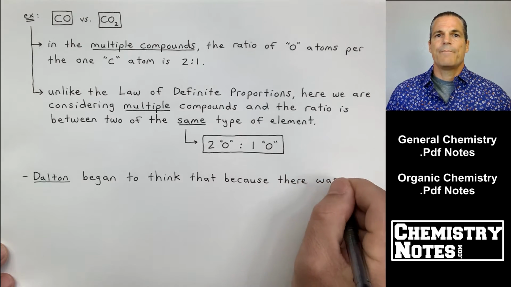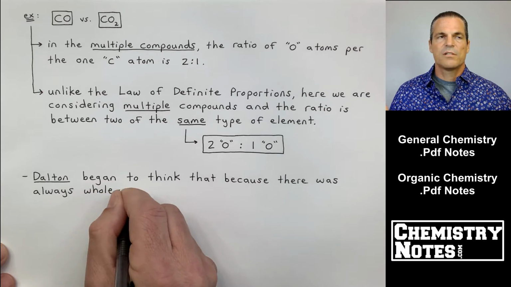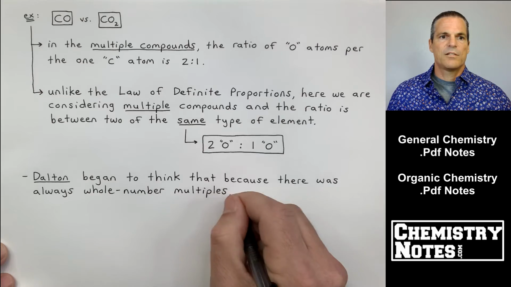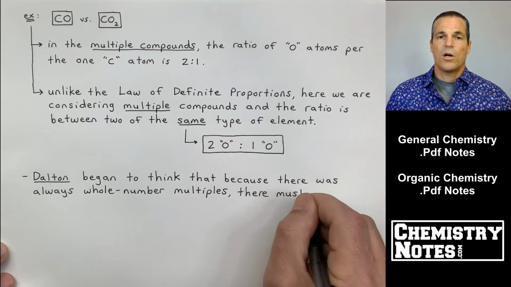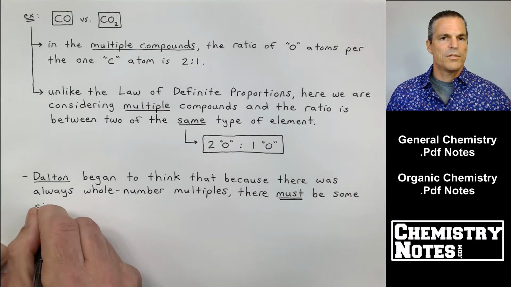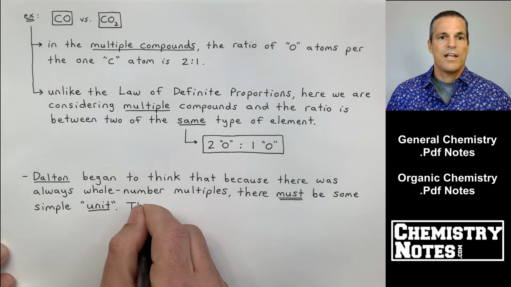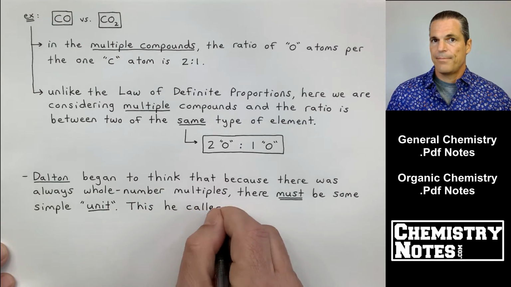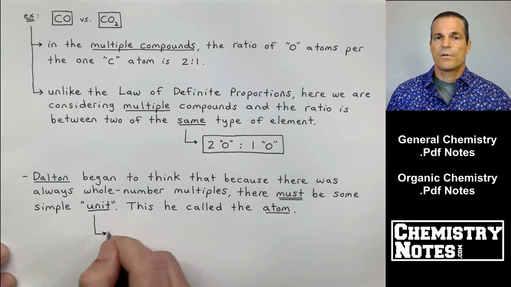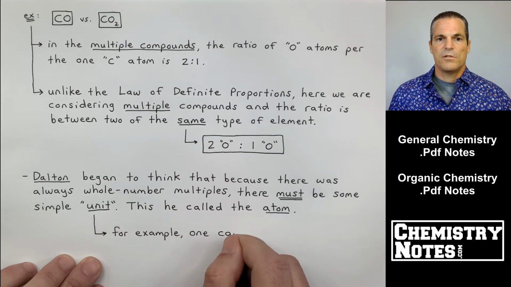All right, so we've got the law of conservation of mass, we've got the law of definite proportions, and the law of multiple proportions. Okay, so with that, in this little bullet point here, it says, Dalton began to think that because there was always whole number multiples, there must be some simple unit, and this unit he called the atom. All right? So that led him to propose his atomic theory, and we'll get to that very, very soon in the next page, I believe.